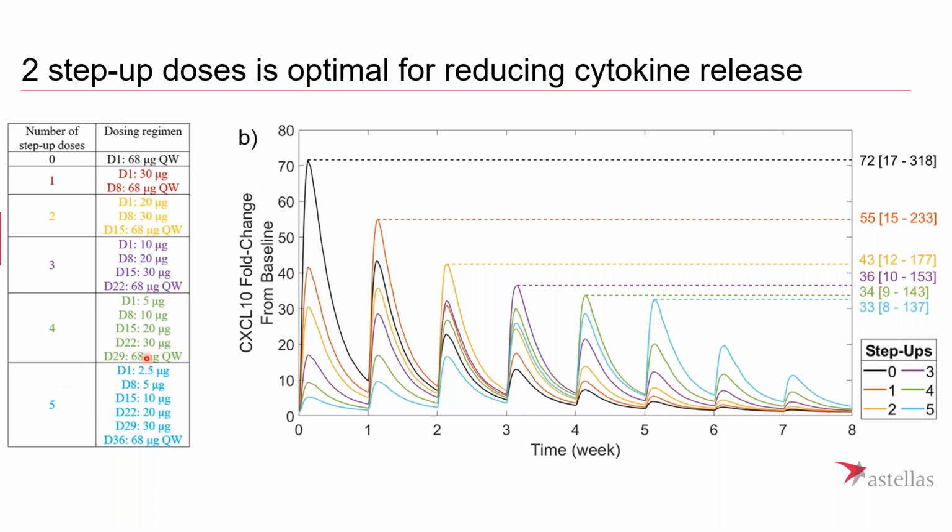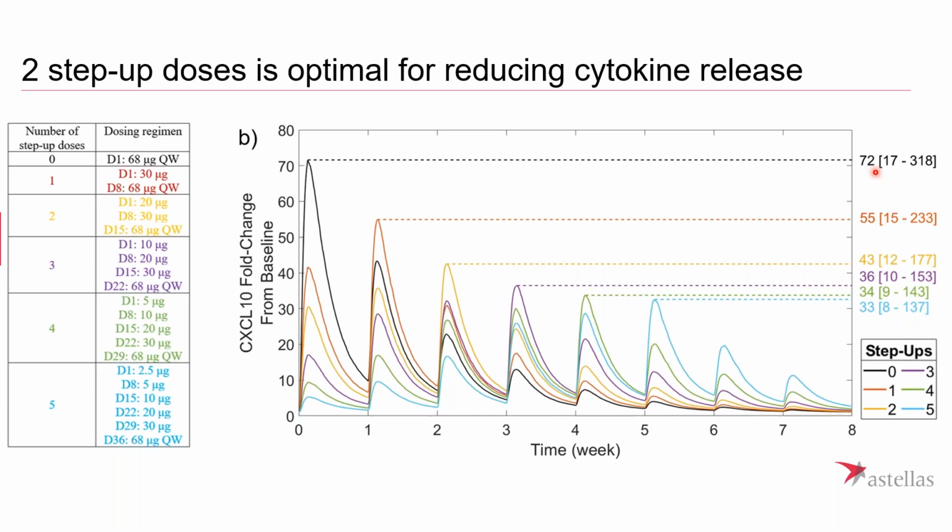And on the left, this table shows what those different dose regimens are. 68 micrograms once weekly was the target efficacious dose of tebentafusp. So these are just different ways of stepping up to that 68 microgram QW dose using 1, 2, 3, 4, or 5 step-ups. And over here on the right, I'm showing the peak CXCL10 fold change from baseline that was achieved, with some confidence interval in there.